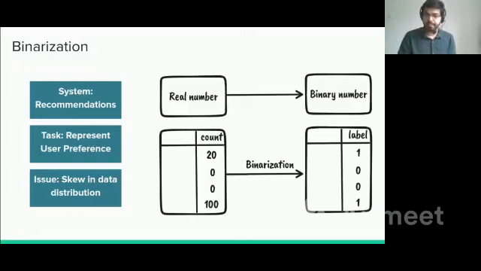Often binarization is done, but it depends on the kind of problem you want to solve. But if you do it, you do it for a target column, right? So when you're trying to build a machine learning system, you have your feature set and you have your target column in the context of a supervised machine learning problem. And in this case, like I said, your task is to represent user preference. So that is your target column, and your target column is your counts.